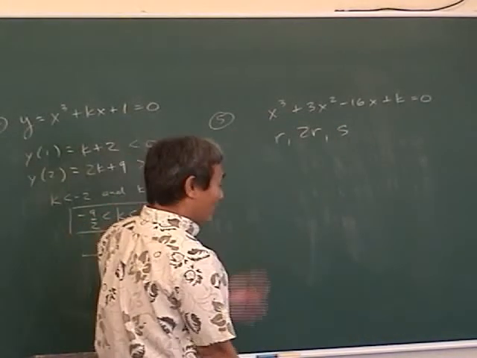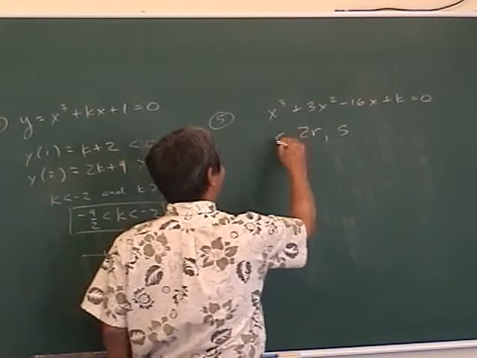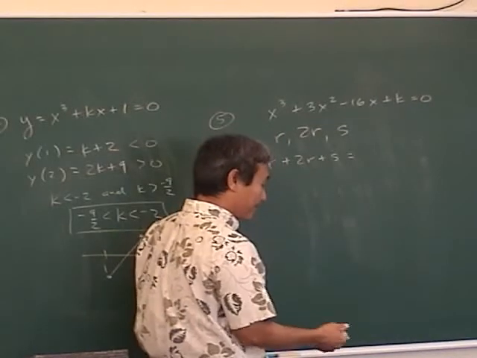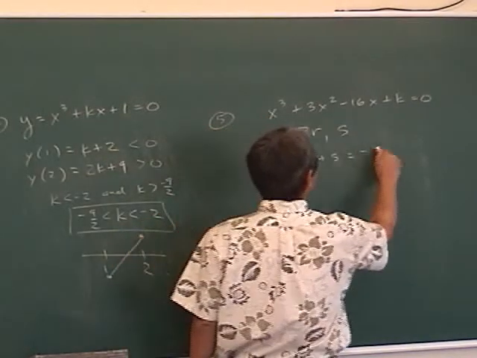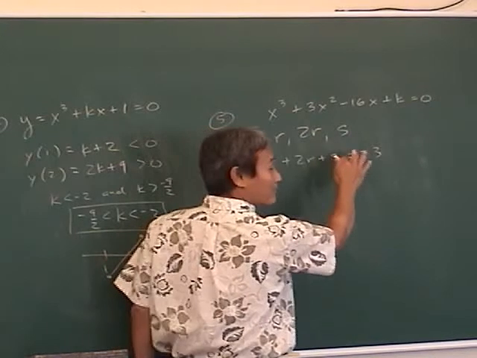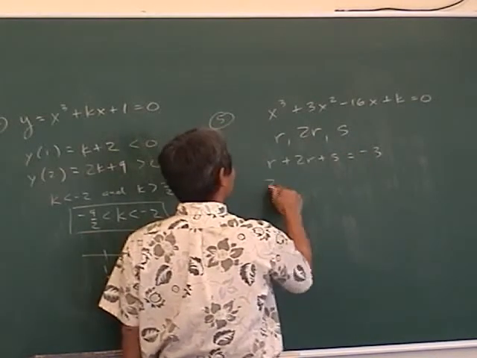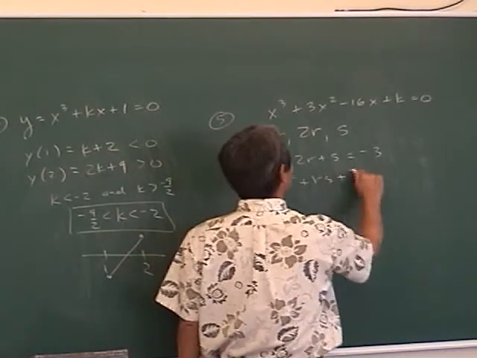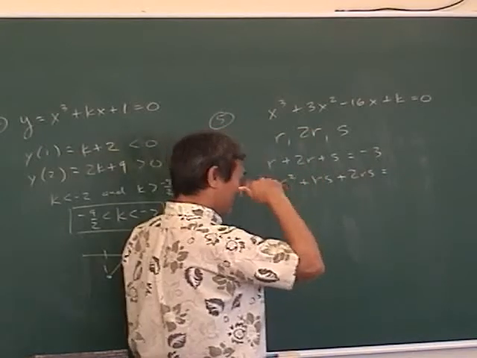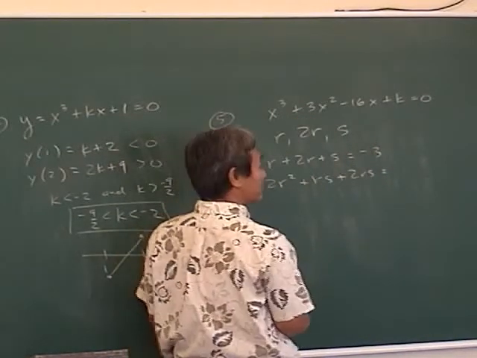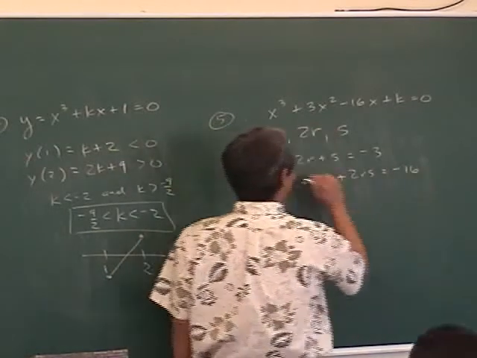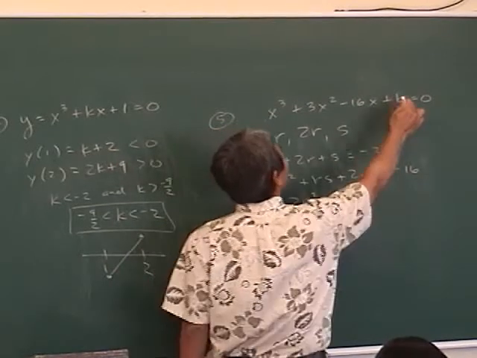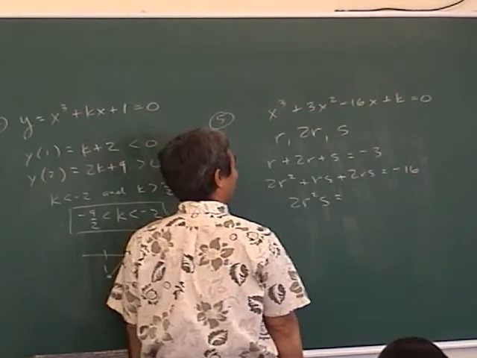Okay, now that I label them, do what you normally do. If I add the 3 roots together, you will always get negative b over a, so that's negative 3. If I multiply them 2 at a time, so multiply the first and the second, 2r squared, the first and the third, plus rs, the second and third, 2rs, you will always get c over a, which is negative 16. If I multiply all 3 roots together, 2r squared s, you will always get negative d over a, which is what? Negative k.